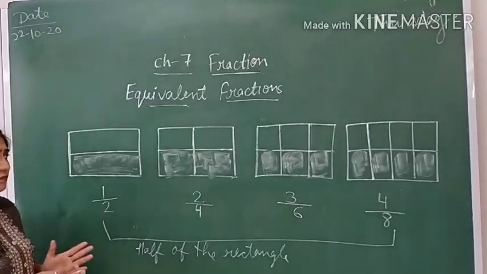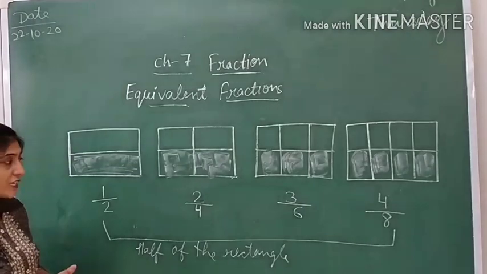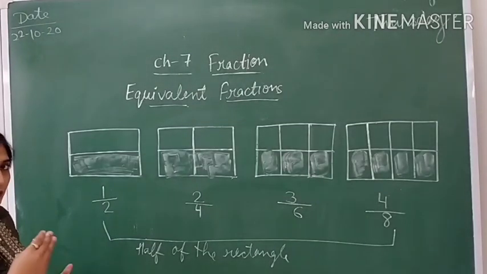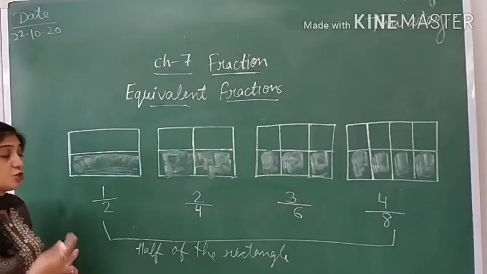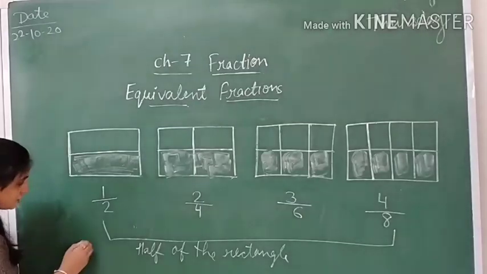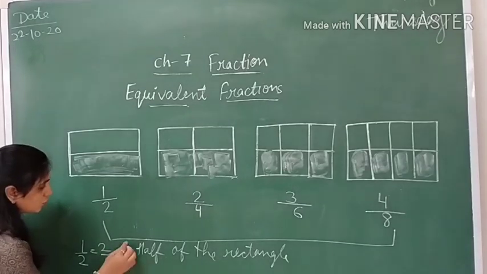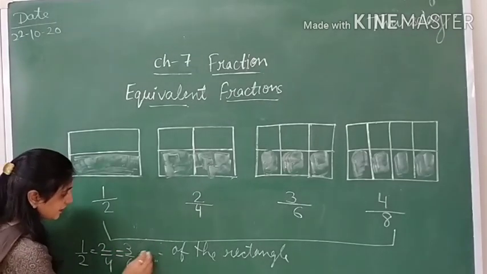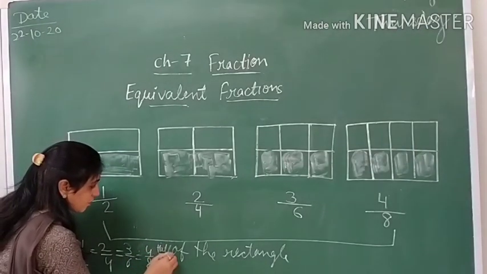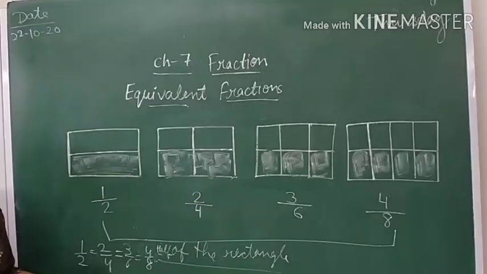Now you can say two or more fractions which represent the same part of the whole are called equivalent fractions. So 1/2 is equal to 2/4, equal to 3/6, and equal to 4/8. Okay, clear? It means these are the equivalent fractions. Got it?